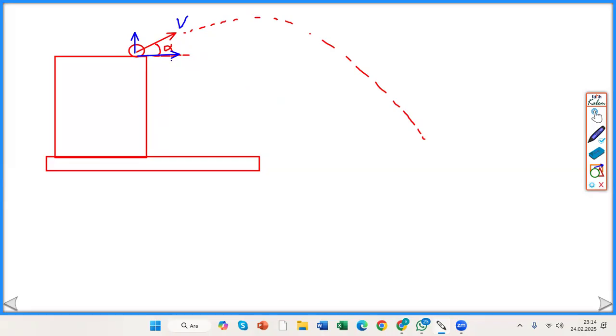So, firstly, you need to define those components. As you see here, the horizontal component of that velocity is v times cosine alpha, and the vertical component is v times sine alpha. Once again, during the motion, the horizontal component is always constant, but the vertical motion changes because of the gravitational field strength.